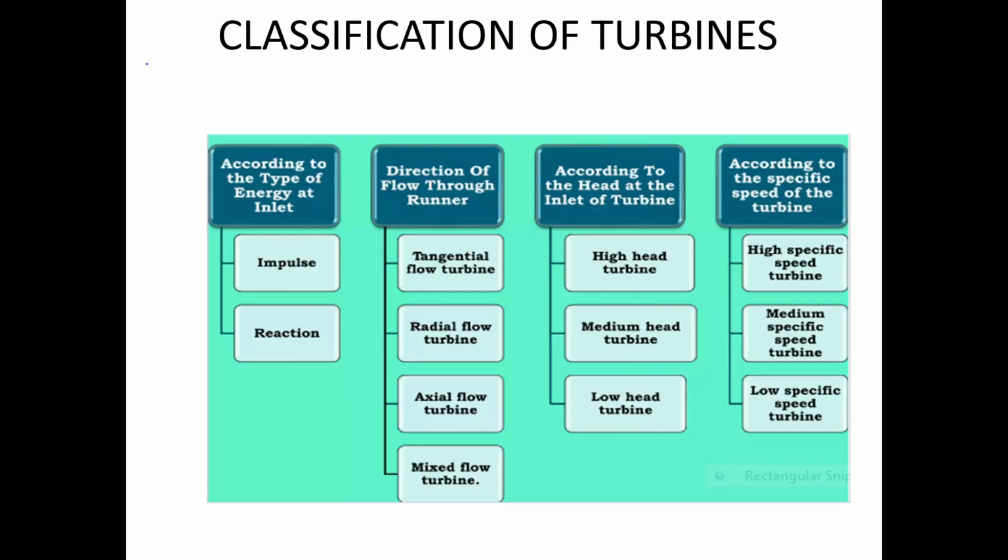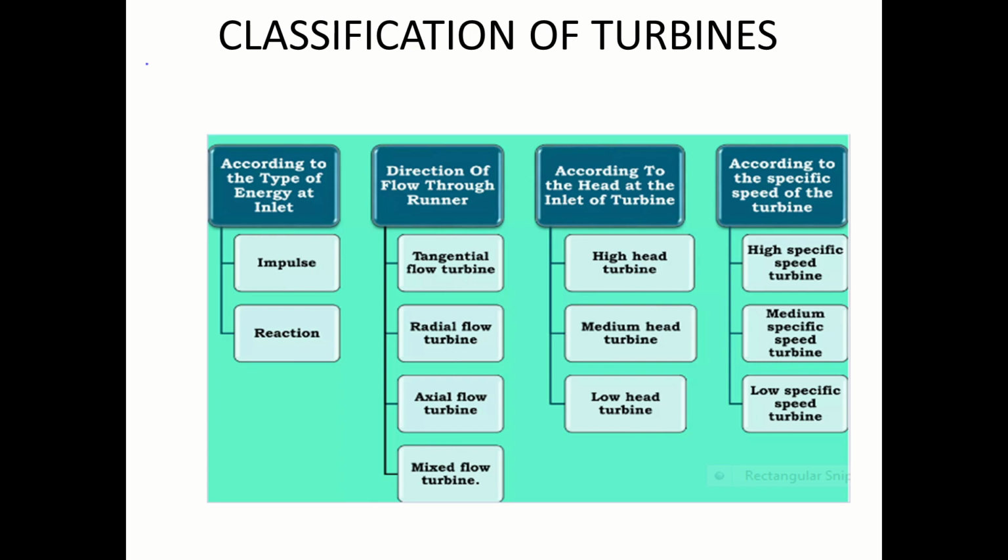Then we have to go through the classification of turbines, which is very, very important before going into the further details of the turbines. Okay. The classification can be done under 4 headings basically. The first one is according to the type of the energy at the inlet, then according to the direction of flow through runner, then according to the head at the inlet of turbine, then according to the specific speed of the turbine. So let us see what is this first classification.